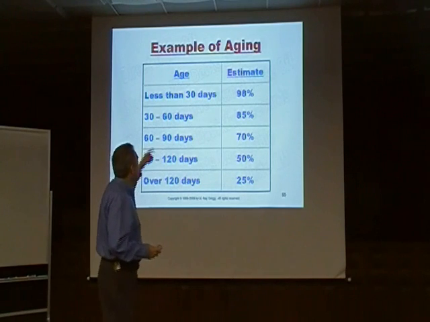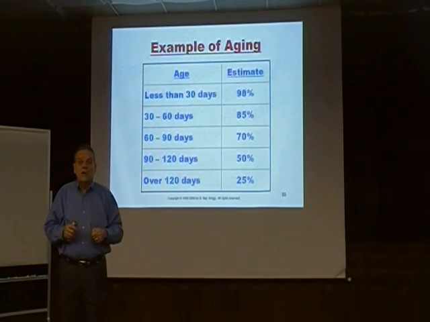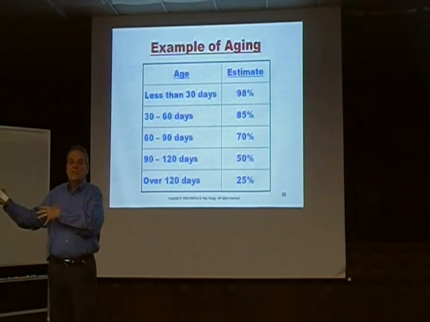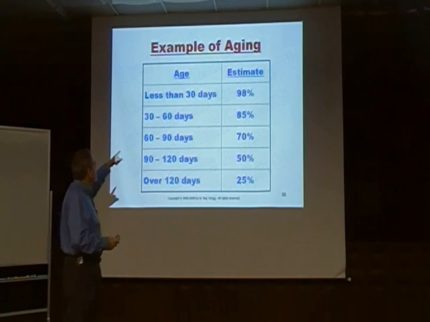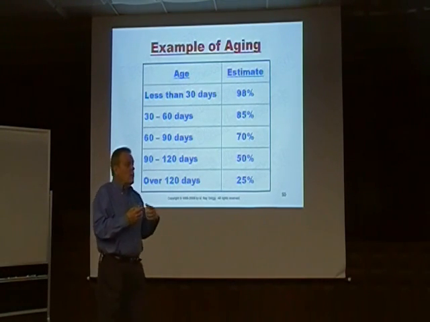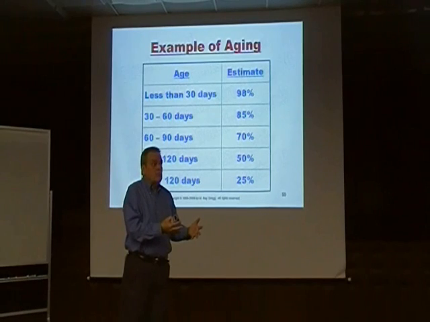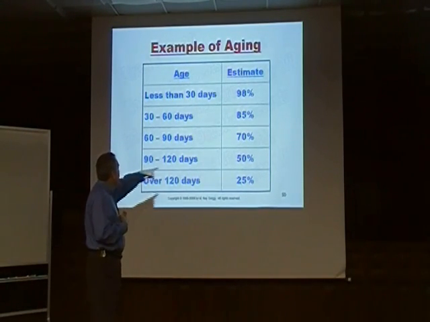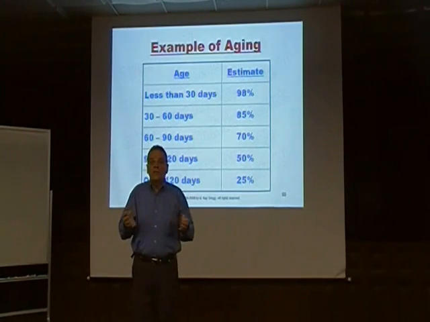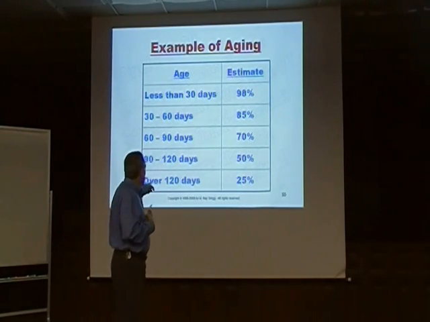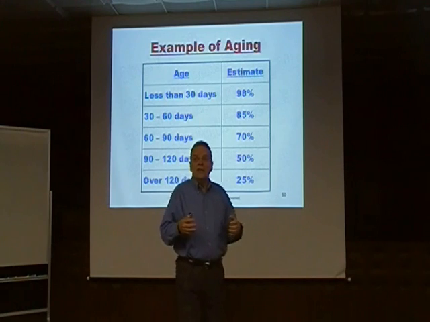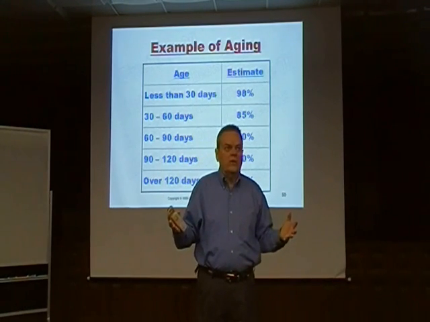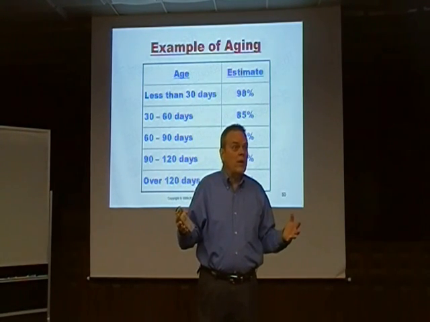So those accounts that are less than 30 days old, we multiply by whatever percentage you think. And the ones that are 30 to 60 days old, we're less likely to collect. Only about 85% of those are collected. And then the 90 to 120 days, we're only 50% sure we'll collect. And the ones over 120 days, there's a 25% probability we'll collect. Do you see the point?